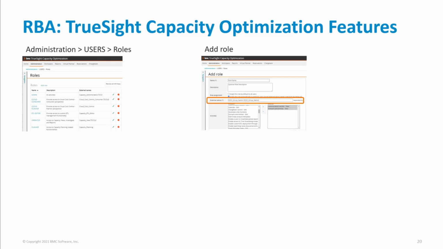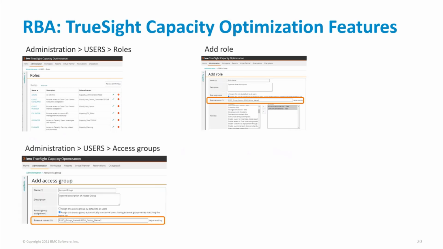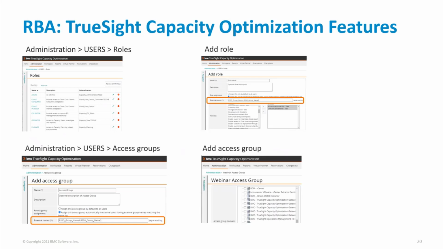Creating a TSCO user role requires an external name, which is one or more RSSO group names. The specific activities are then selected for the user role. The TSCO access groups allow access to data on the TSCO console. This allows the TSCO administrator to partition the data for different user roles. Creating a TSCO access group also requires an external name. The list of visible entities are then selected using a tree view of the workspace domains.